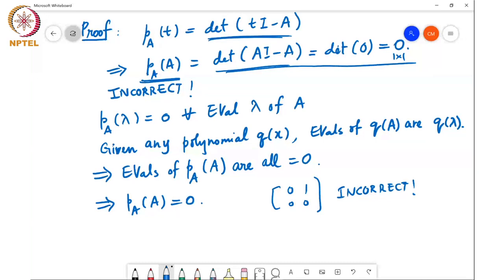Okay, so now this is the correct proof. Basically, P_A of T is a polynomial of degree n with zeros lambda 1 through lambda n.